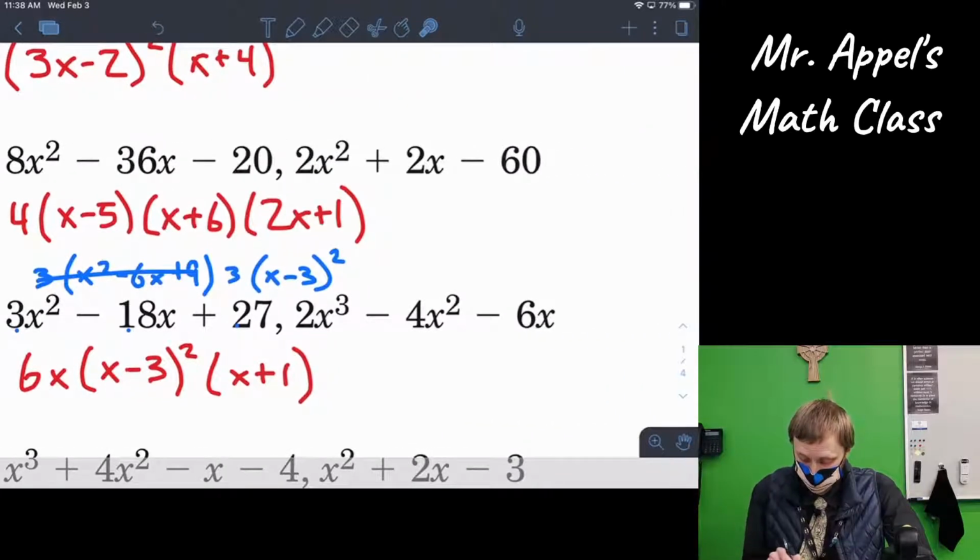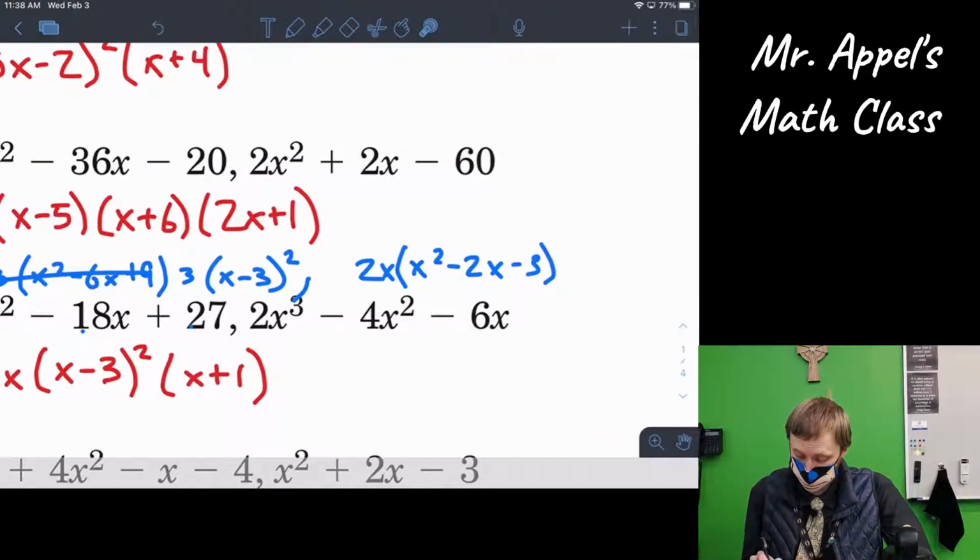Okay, and then this guy, 2, 4, 6. I want to factor out the 2. A nice big comma here to separate it. So that becomes, and everything's got an x, so 2x. And I'm left with x squared minus 2x minus 3 here.